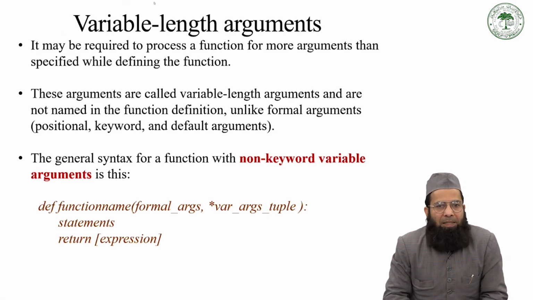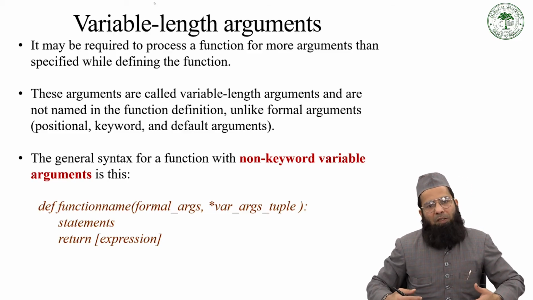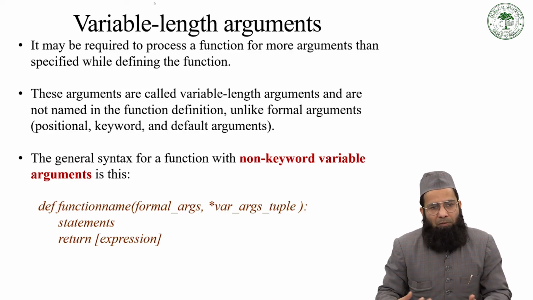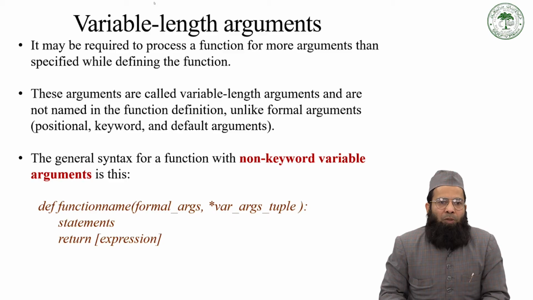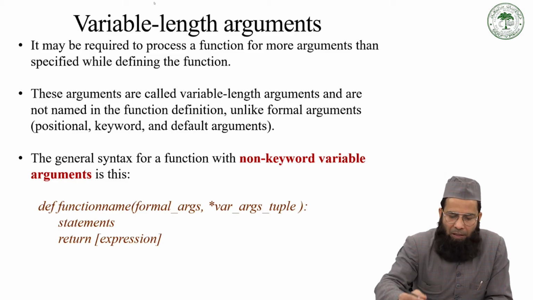Now we'll discuss variable length arguments. So what is a variable length argument? It may be required to process a function for more arguments than were specified while defining the function. Suppose you have defined only one parameter, but somehow you want to receive more than one variable value. For this purpose you can use variable length arguments. These arguments are not named in the function definition, unlike formal arguments, positional, keyword and default arguments.